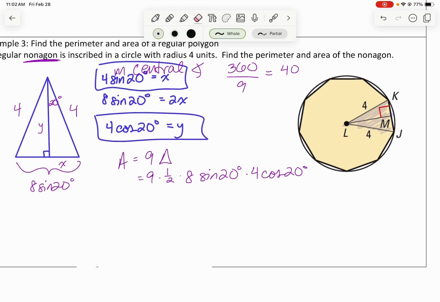And now you can type it into your calculator, and you should have gotten 46.281 units squared. We will do more practice on this next week.